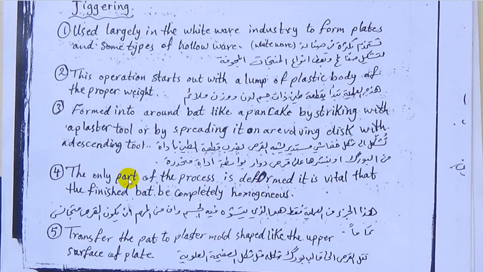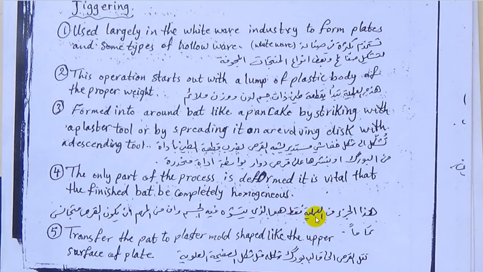The only section of the process that is different, and it's vital that it is finished completely homogeneous. This section of the process is where the integrity is going to be formed throughout, and it's very essential for the disc to be completely and basically homogeneous.